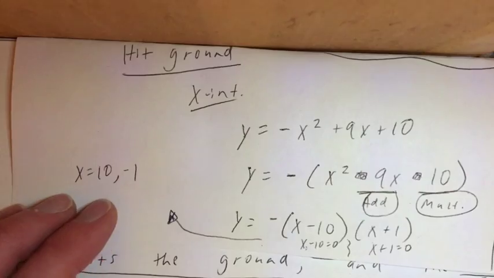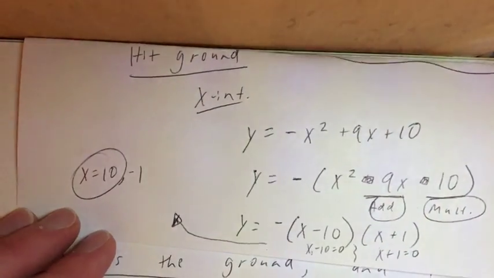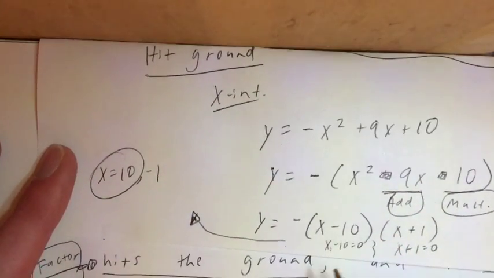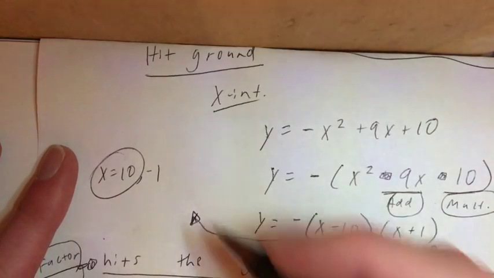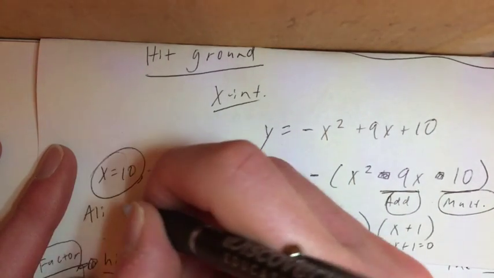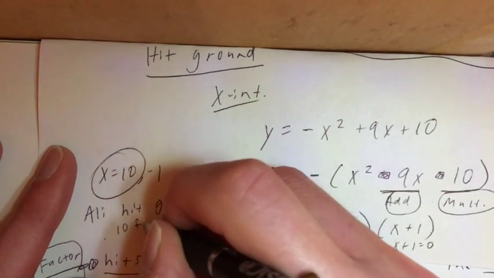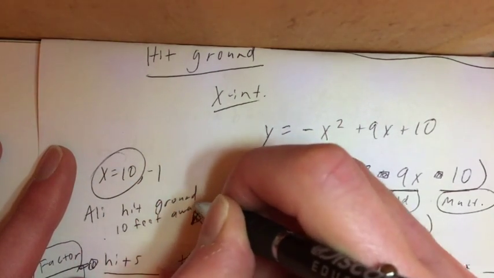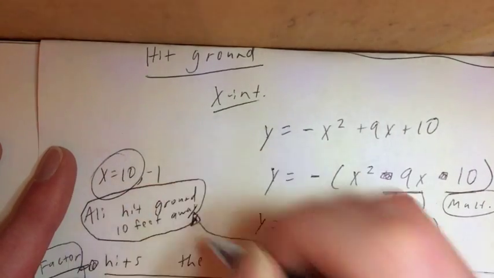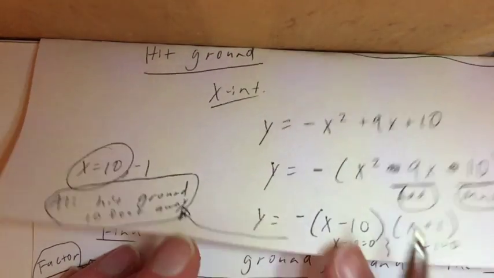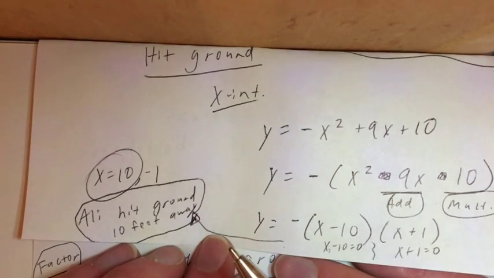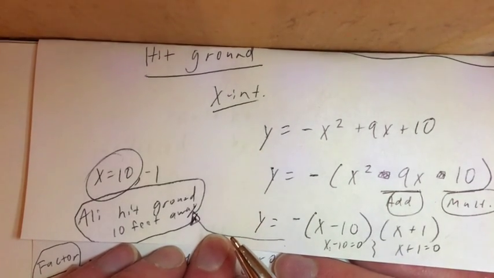So which one was the positive x-intercept? Well, 10. What does that mean? That means he was 10 feet away from where he started. That's where he hit the ground. So Ali hit the ground 10 feet away, I guess you could say, away from the ramp. That's how far he hit the ground. That's how far he actually had to go before he hit the ground.